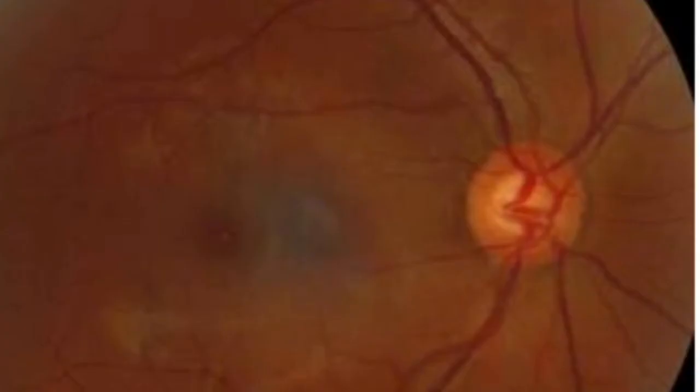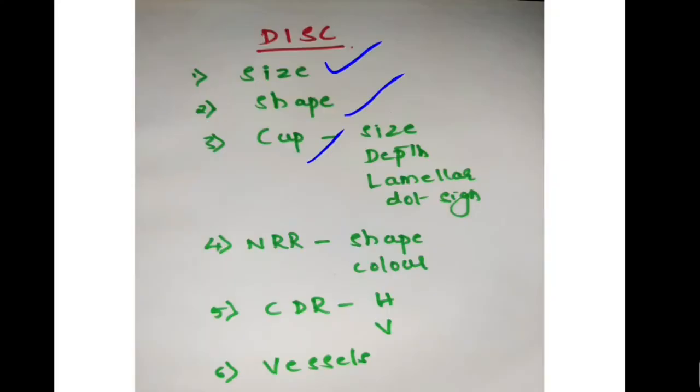So coming to the optic disc, the normal optic disc size. It is about 1.5 millimeter square. The size varies with race. It is small in whites, intermediate in Asians, whereas it's largest in blacks. Okay, so how do you measure this optic disc size?